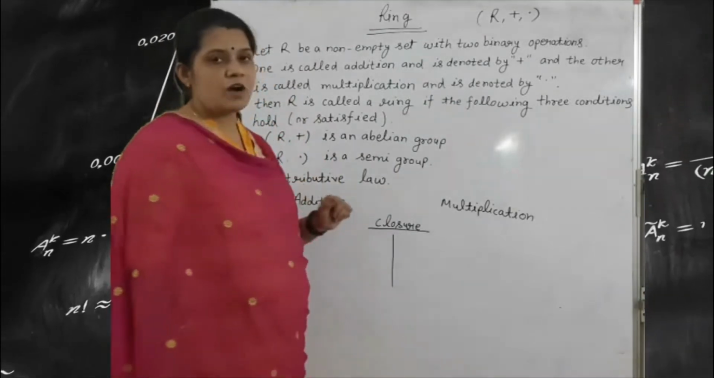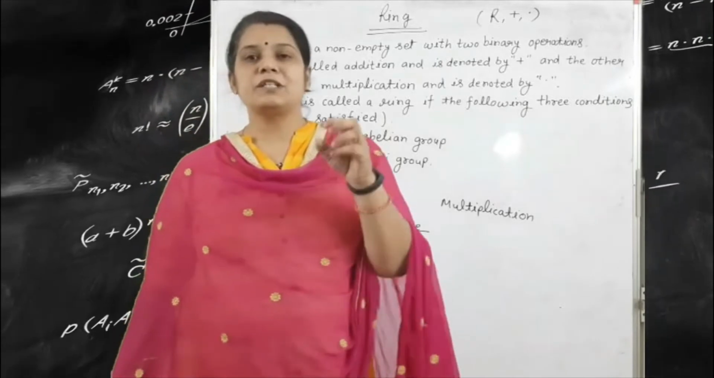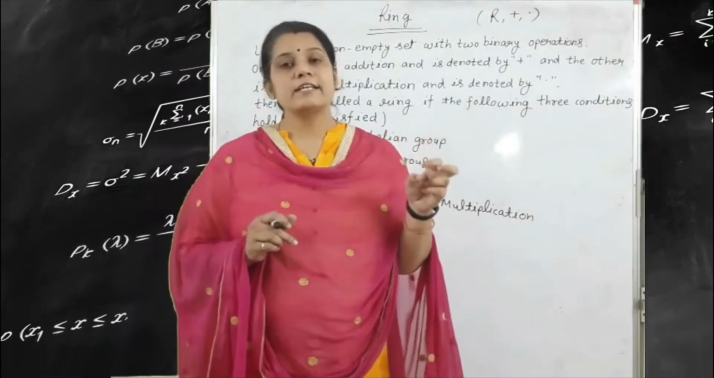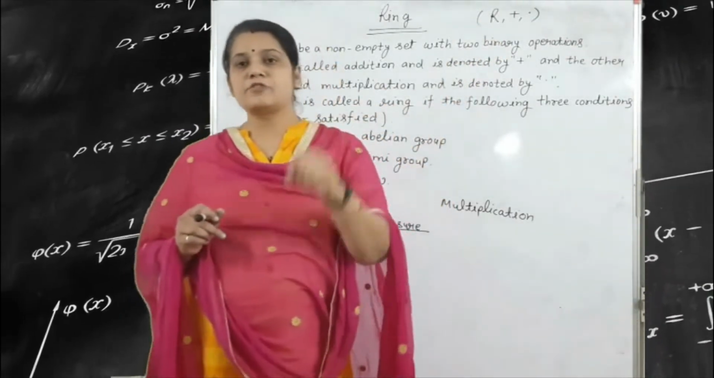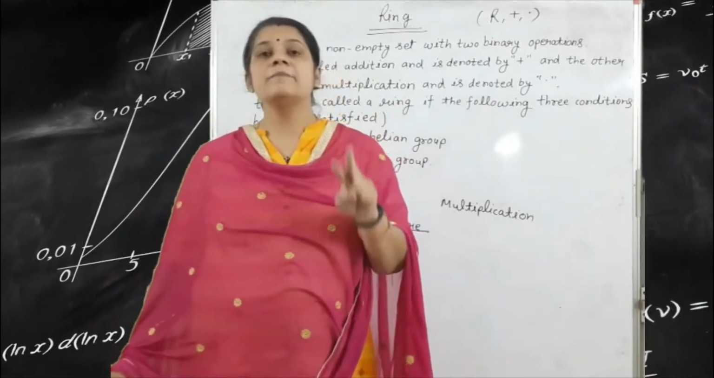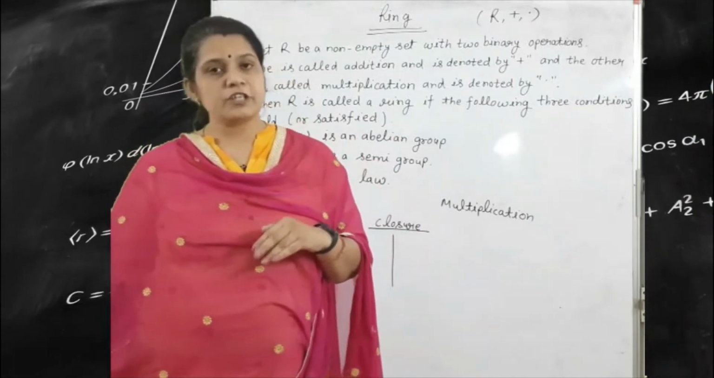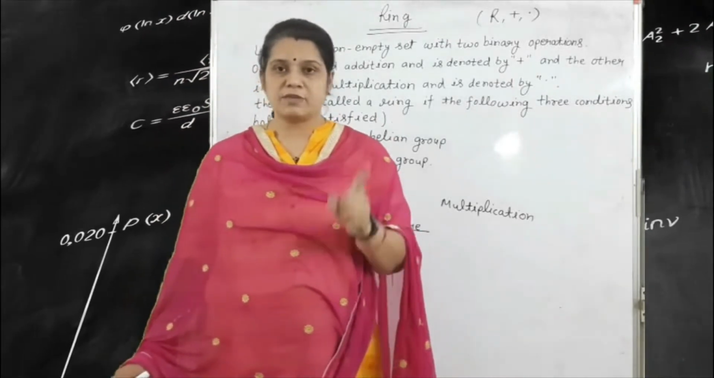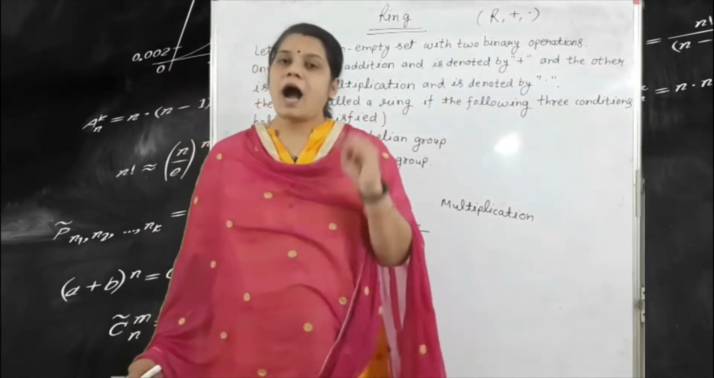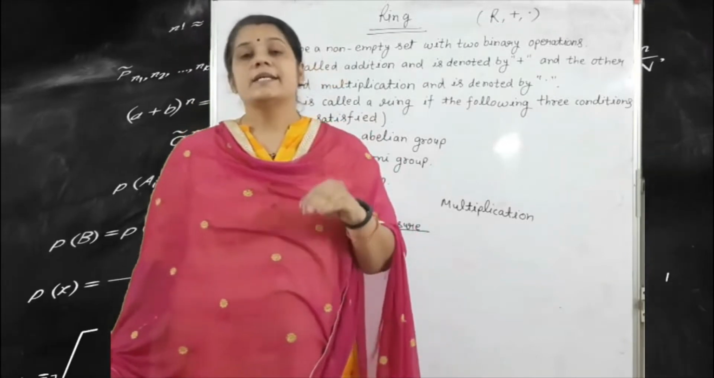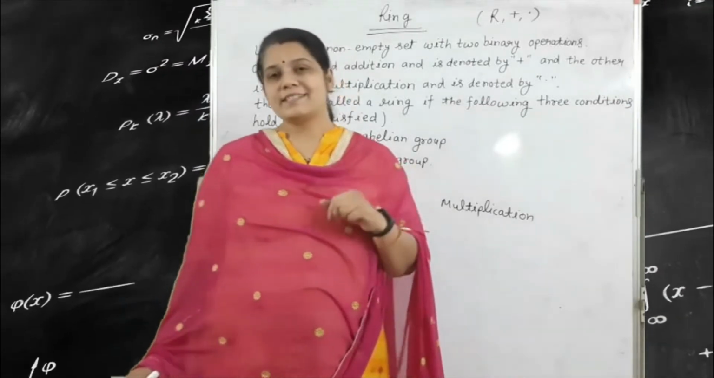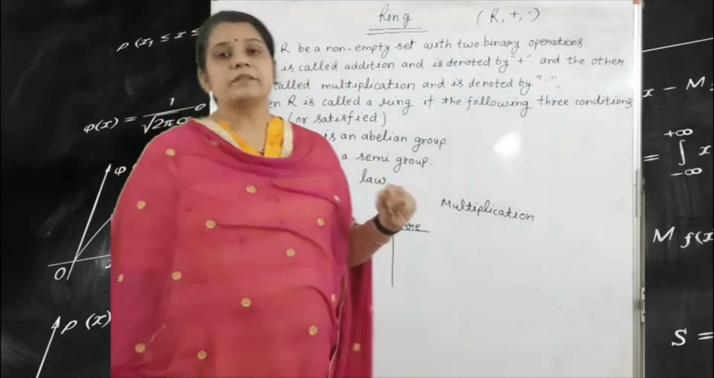And the third condition is the distributive law. So the definition of the ring is R, plus, dot. According to ring we use two operations, addition and multiplication, and if they satisfy three properties: first, R with respect to addition is an abelian group; second, R with respect to multiplication is a semigroup; and third, the distributive law. So let's start one by one and find out the different properties.